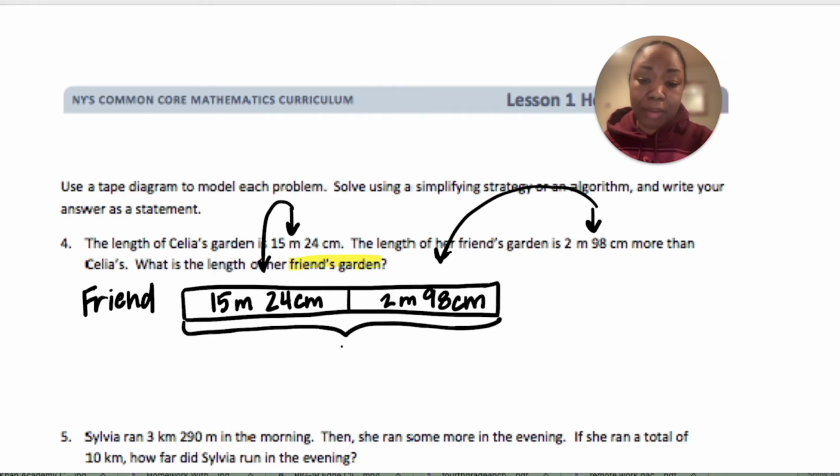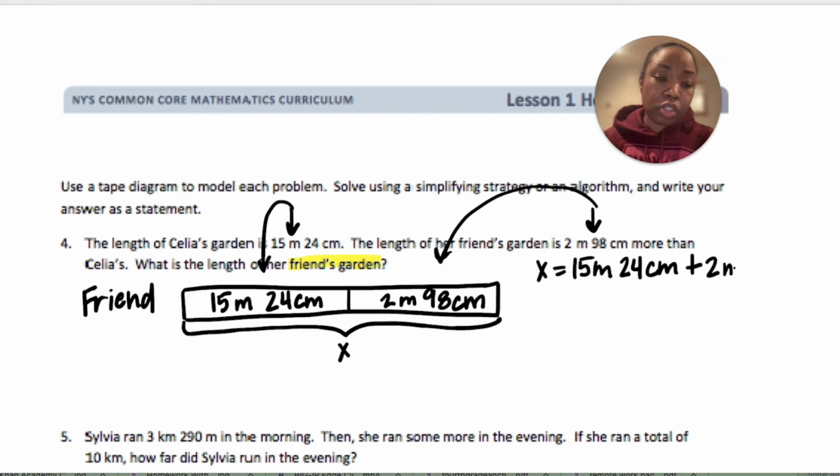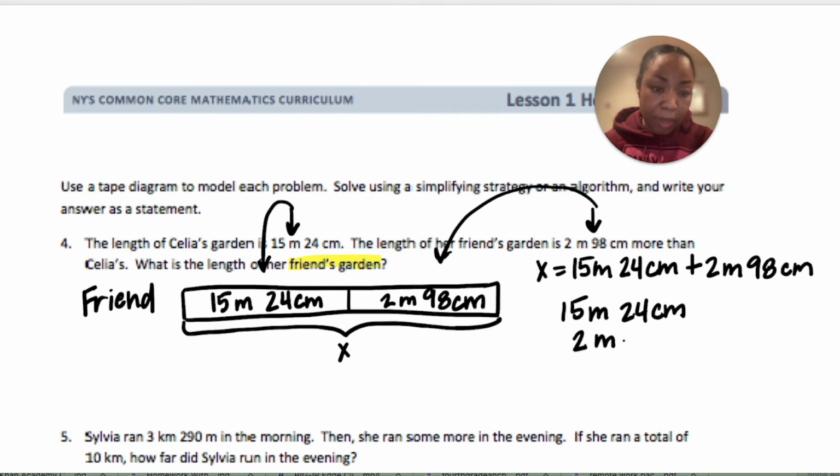I'm going to add them, right? I'm going to add them. So we're going to do 15 meters, 24 centimeters plus 2 meters, 98 centimeters. 15 meters, 24 centimeters. 2 meters. Notice I'm putting the meters with the meters and the centimeters with the centimeters. 98 centimeters. All right. I'm choosing to do mixed units if you hadn't noticed.